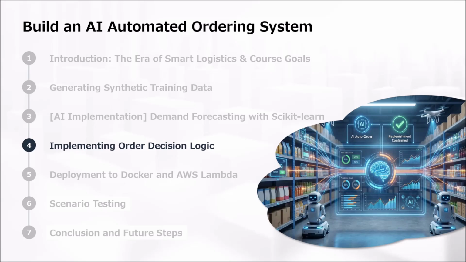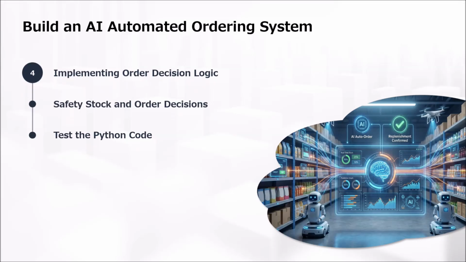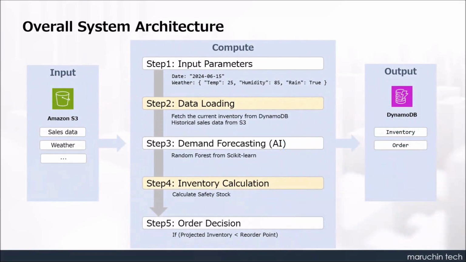Next is section 4, implementing order decision logic. In this section, we will use Python to implement the logic for safety stock and order decisions. We will also test the Python code we create to ensure it works as expected. The core logic we are implementing here covers inventory calculation and the order decision process. Later in the course, we will deploy this Python code to AWS Lambda, but first, we will execute and verify it in Cloud Shell. Before we code, let me explain the concept of the reorder point using a practical example.